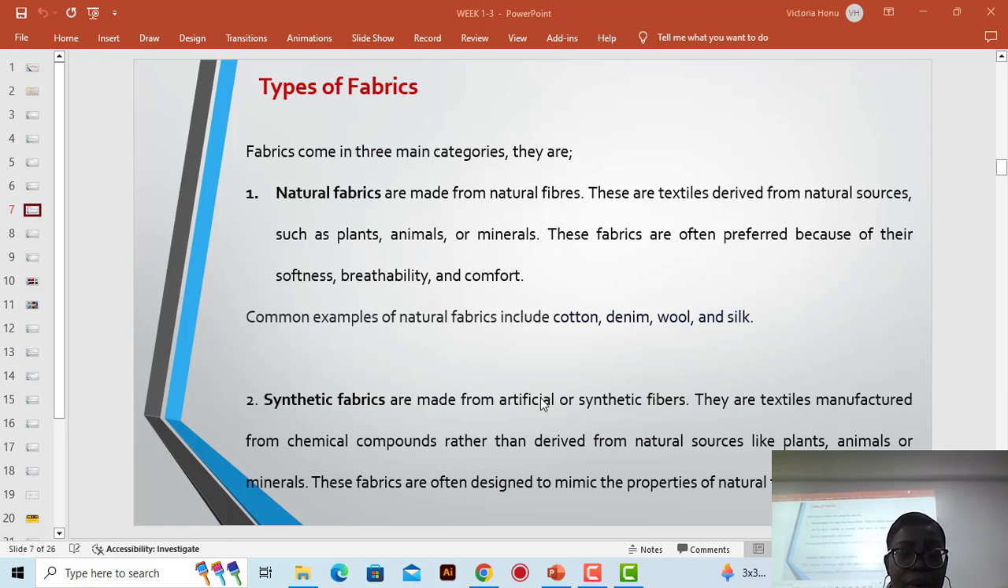Now, what is the difference between artificial and synthetic? If you say something is artificial and then you say something is synthetic, what's the difference?